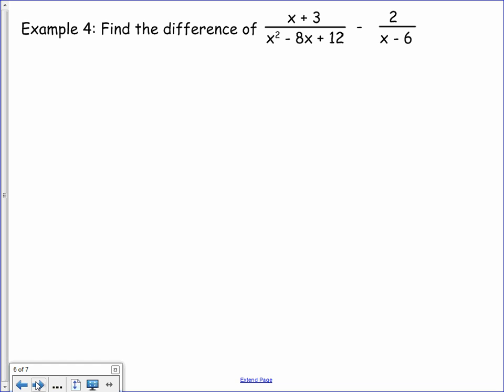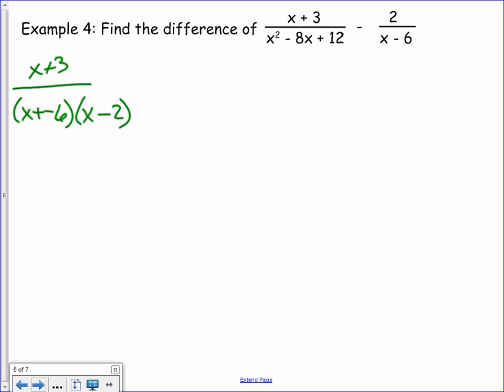One more example, finding the difference. Okay, now the easiest way to do this is going to be to factor out that denominator first. So I'm just going to rewrite this. And I'm going to factor out x squared minus 8x plus 12. Okay, that's going to factor to x plus negative 6 and x minus 2. Okay, or you could just write this as x minus 6.